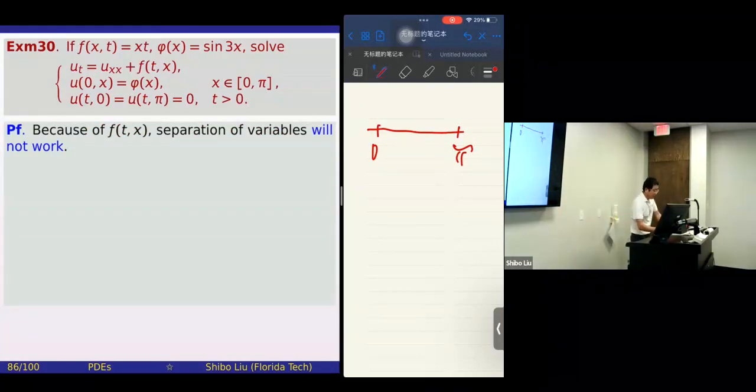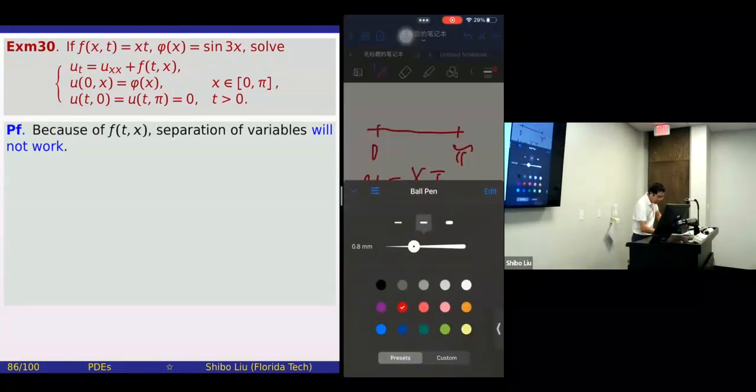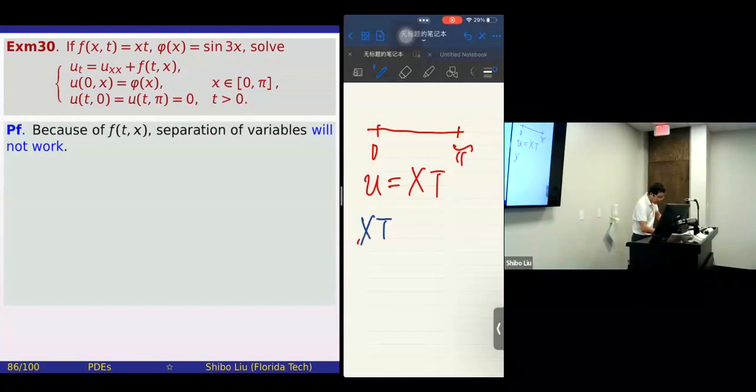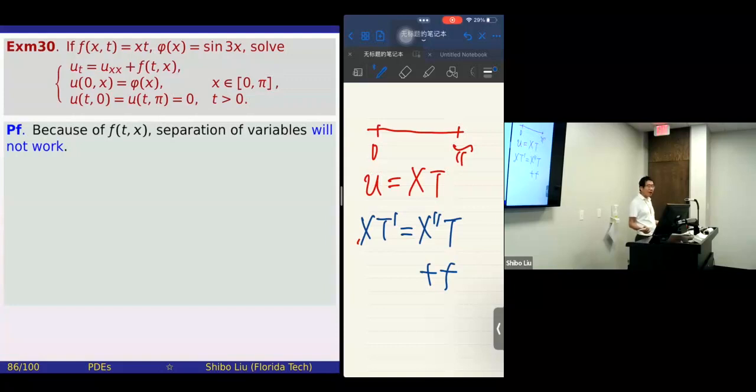You can try. If you want to find a solution u equal to X(x)T(t), then substituting into the equation you have X T prime, that is ut, equals X double prime T, right? If homogeneous, you're done. Then you can divide both sides by XT, and then you can separate. But now we have an F, therefore you still have to write F. So you cannot separate.